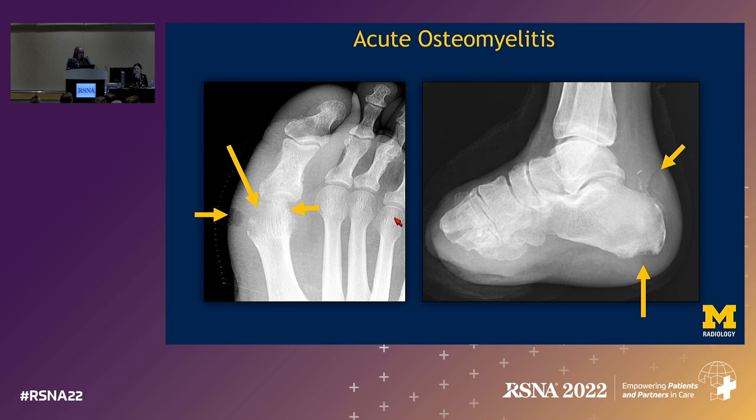In a different patient on the right, we see a thin gas-filled sinus tract extending to the bone, and we also see erosion of bone at the plantar surface. So both of these images are highly concerning for osteomyelitis.